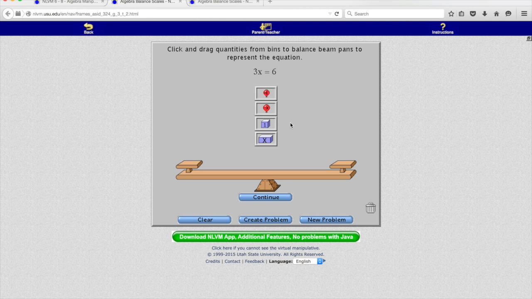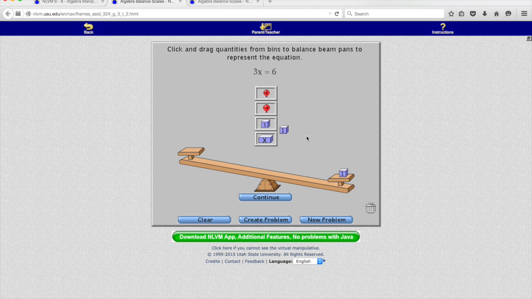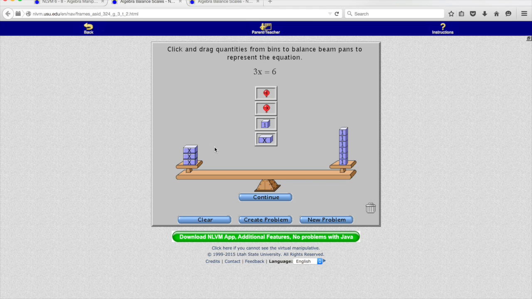So here's our first one, 3x equals 6. Once again, the 6 just represents a weight of 6, so I'll drag those over here. The equal sign represents the middle or the fulcrum of our balance scale. And then the 3x, what that represents is instead of having just a single mystery weight, it's saying we have 3 of them. The coefficient of 3 is saying we have 3 of these x's. And that balances things out.